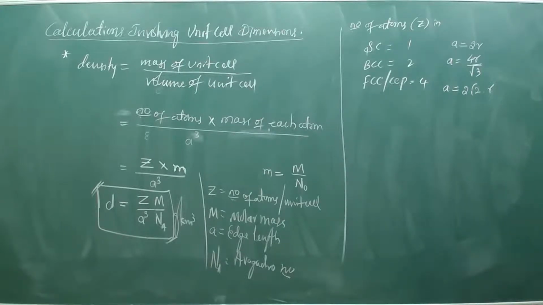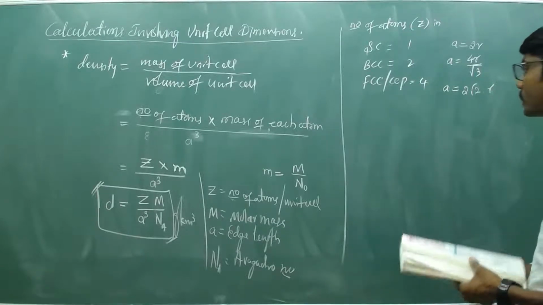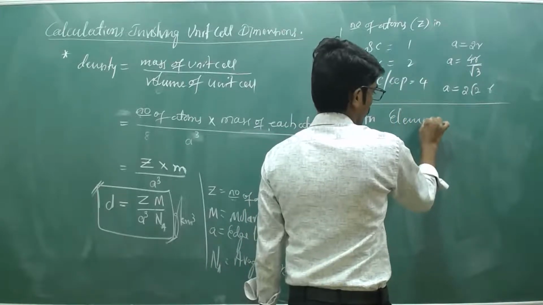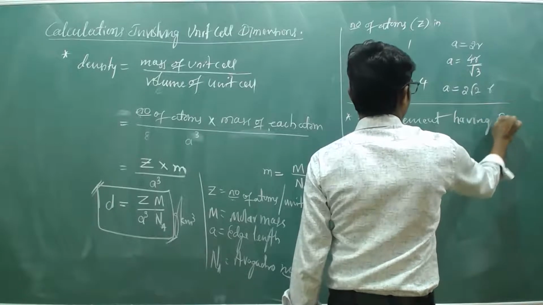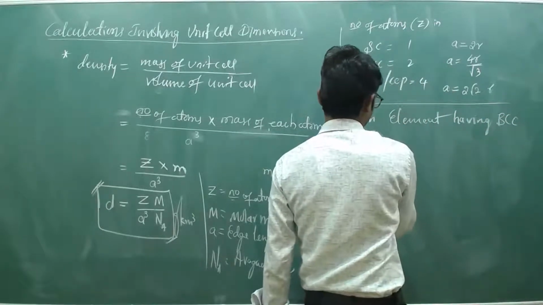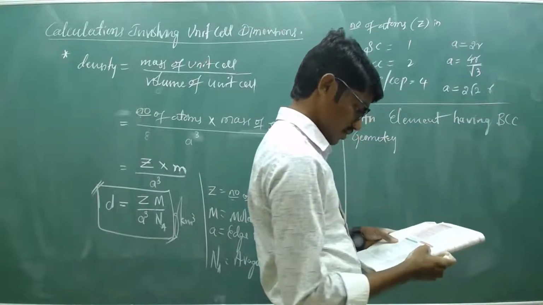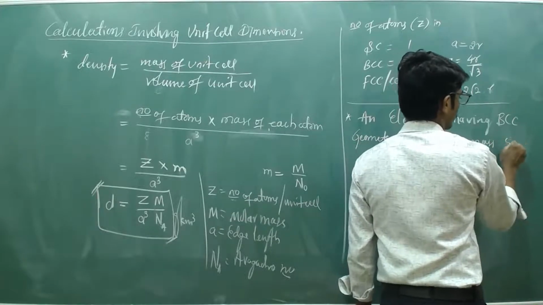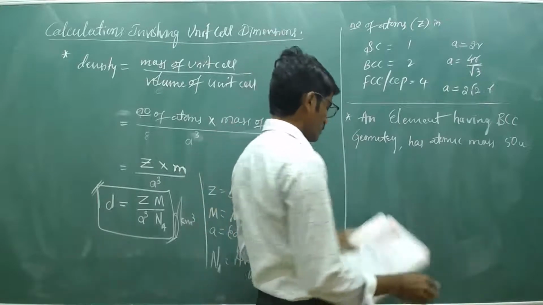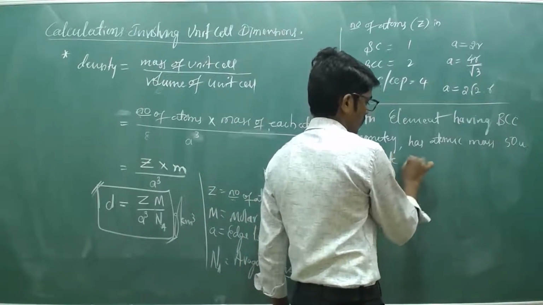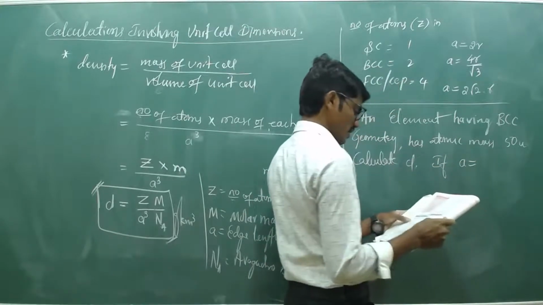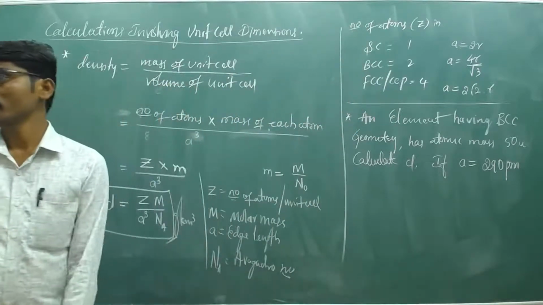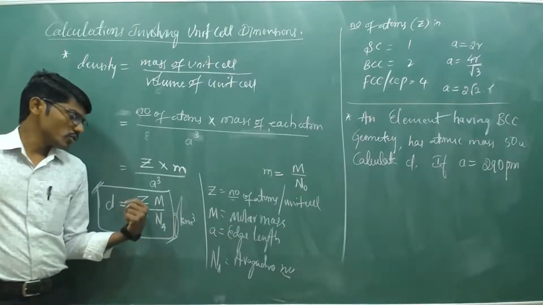An element having BCC geometry has an atomic mass of 50 U. Calculate the density if the edge length of this is 290 picometers. Density is equal to Z m by a cube N A.